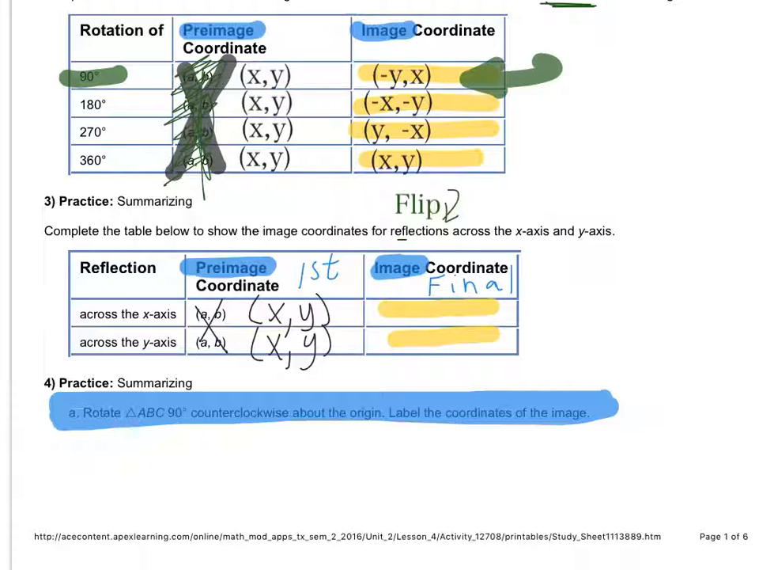Final. Okay, so for a reflection across the x-axis, pause. I just wanted to show you kind of what it looks like, even though we're gonna get practice in a minute. In a minute, a reflection across the x-axis. This is my x-axis going left to right. So if I have a point that's here, that's my pre-image. The final image is gonna be right there. So what happens is the x value stays the same, but the y values change.